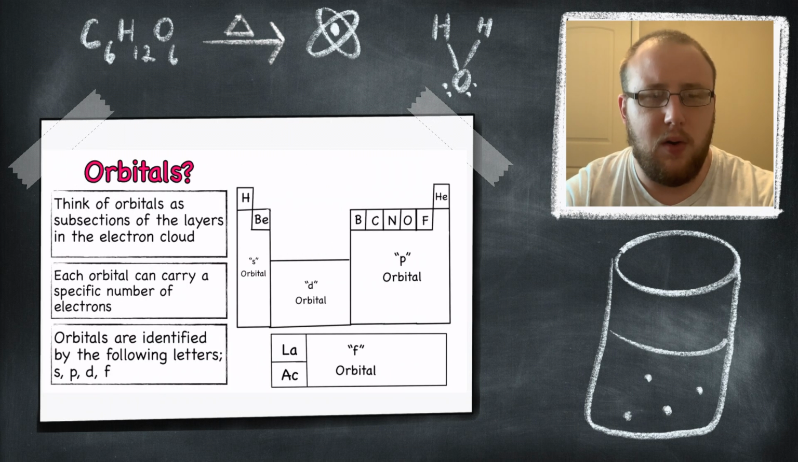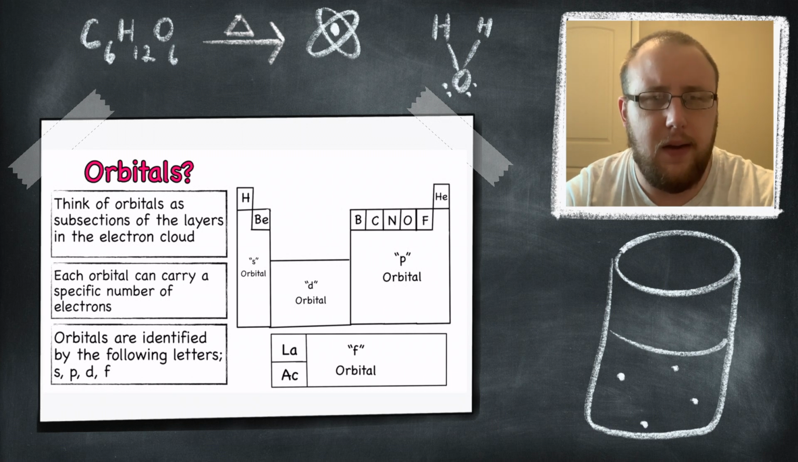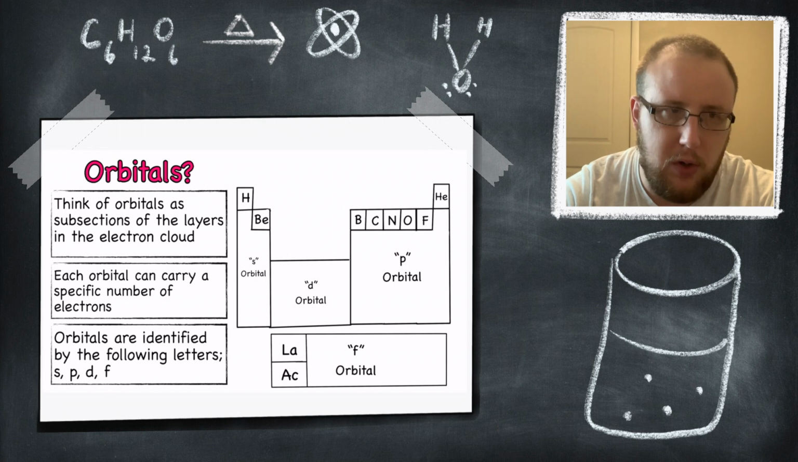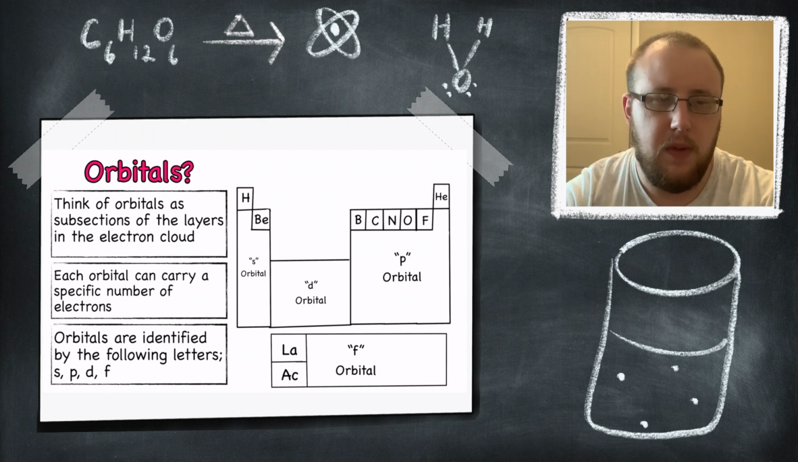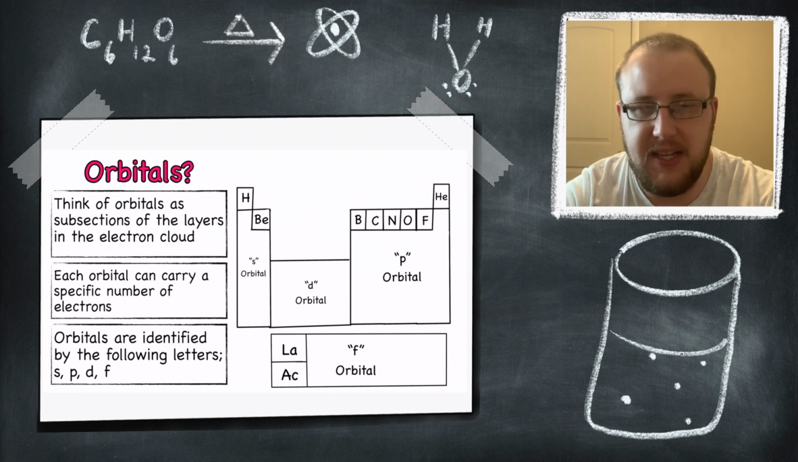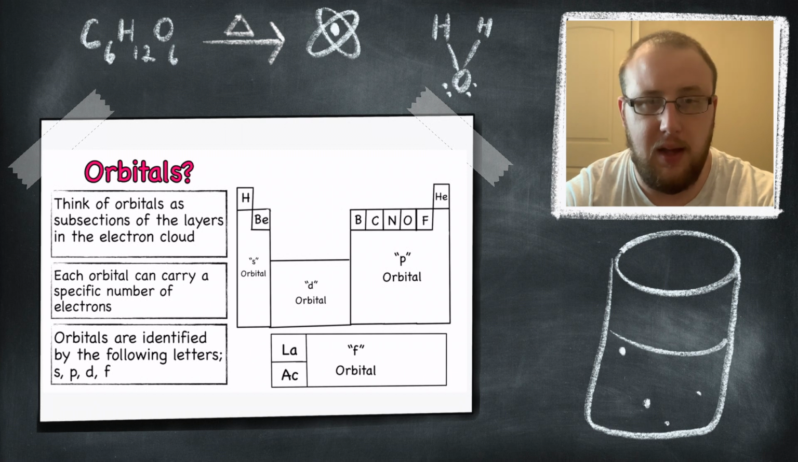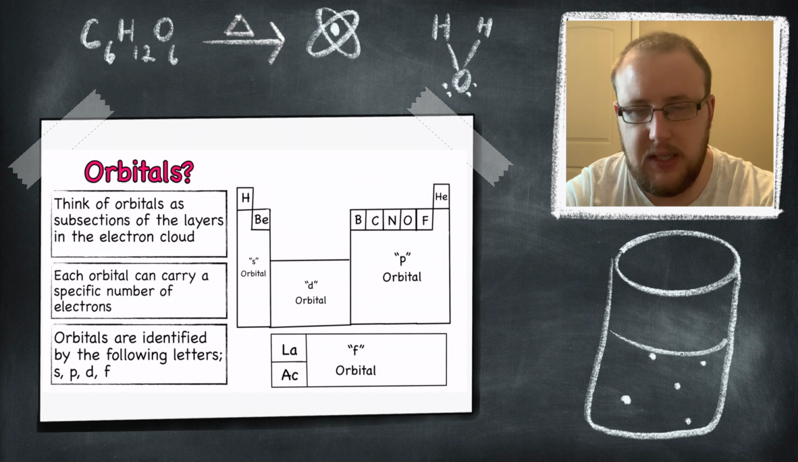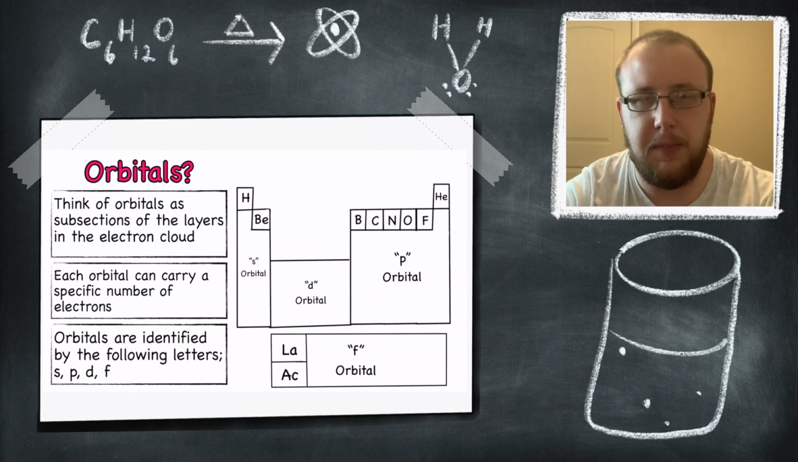So what are orbitals? We talked a little bit about the different layers that electrons can have, and we talked about the valence orbital, the valence shell. Well, let's dive into this. We can think of orbitals as subsections of layers of the electron cloud. So we have all these different levels of the electron cloud. An orbital is basically a subsection of that level. Each orbital can carry a specific number of electrons.